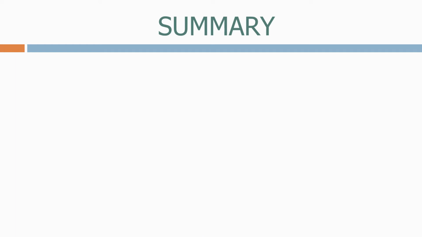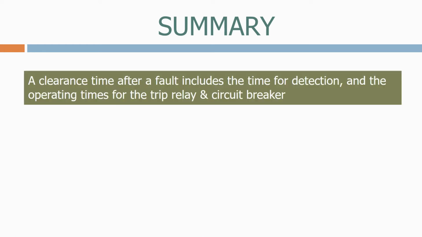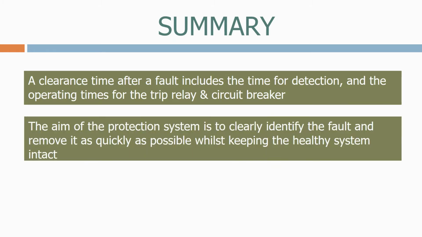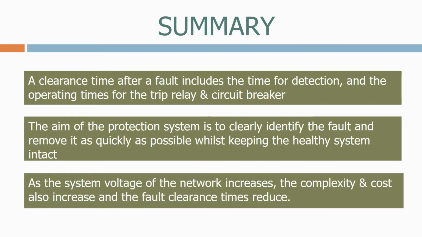Let's summarize what we've learned today. A clearance time after a fault includes the time for detection and the operating times of the trip relay and circuit breaker. The aim of the protection system is to clearly identify the fault and remove it as quickly as possible whilst keeping the healthy system intact. As the system voltage of the network increases, the complexity and cost also increase, and the fault clearance times reduce.